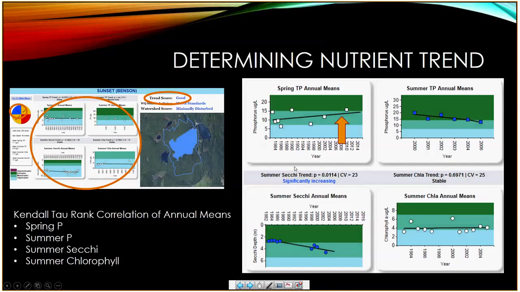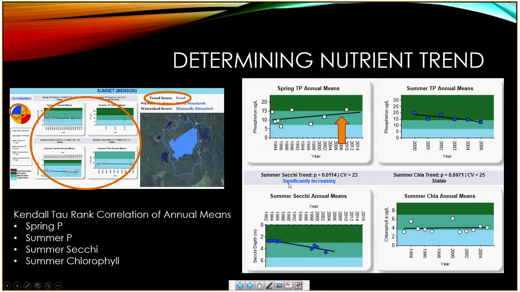Each of the graphs has a heading associated with it. It tells you the name of the trend that we're looking at. P refers to the probability that that trend is significant, and basically the smaller the number, the more significant that trend is. CV refers to the coefficient of variation, and basically as that number gets larger, it means that the data is noisier. There's a lot more variability from year to year.